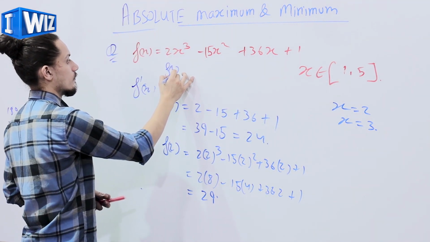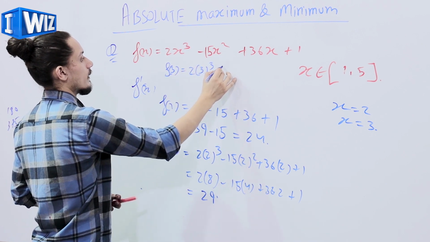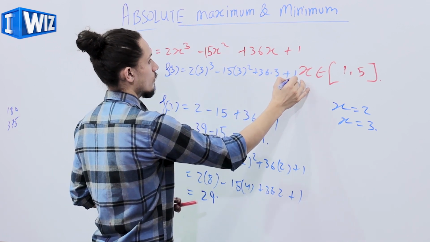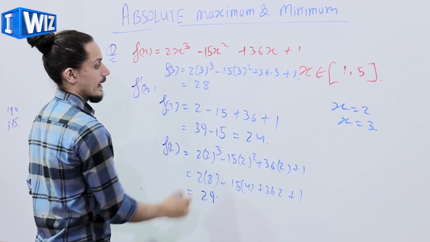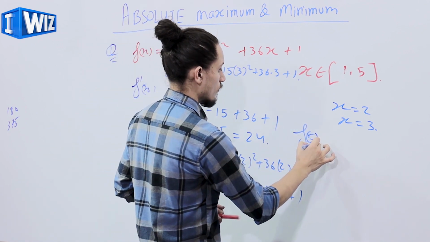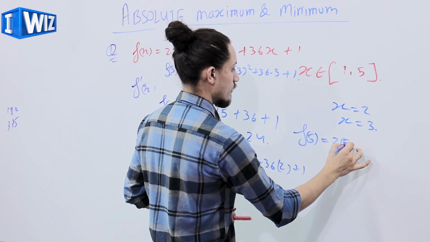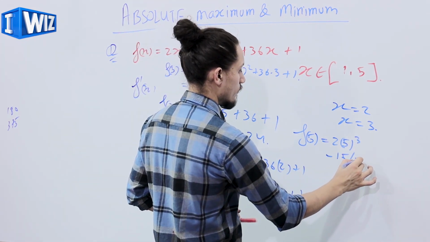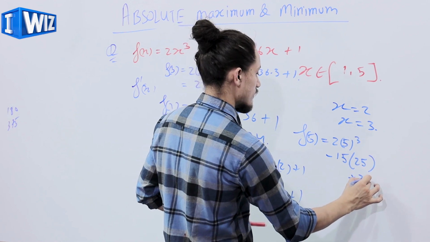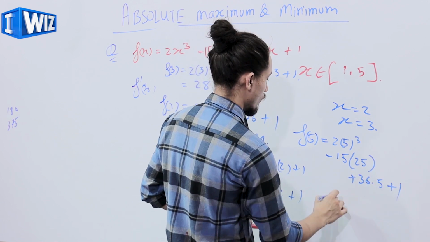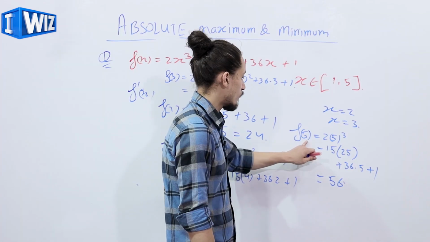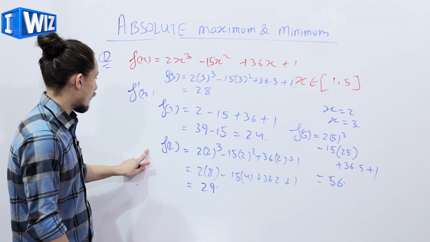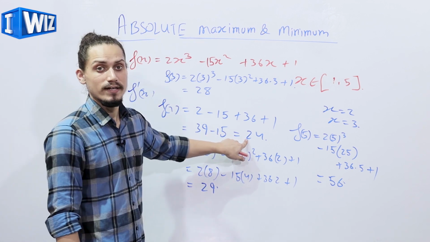f of 3 will be equal to 2 into 3 cube minus 15 into 3 square plus 36 into 3 plus 1, which will be equal to 28, and f of 5 will be equal to 2 into 5 cube, which is 125, minus 15 into 25, that is 5 square, plus 36 into 5 plus 1, which will be equal to 56. Now f of 5 is equal to 56 is the maximum value out of all of these 4 values, and f of 1 is the minimum value, that is 24.